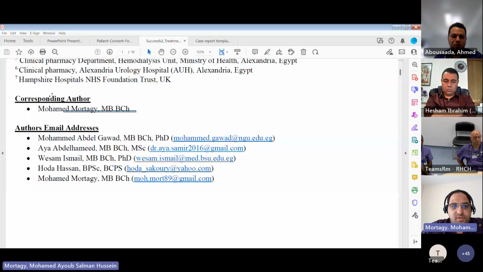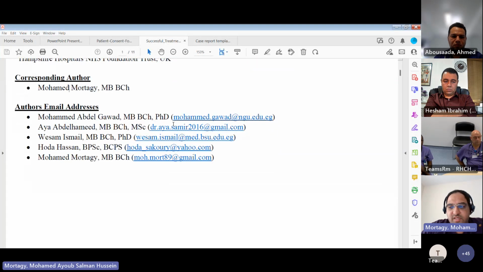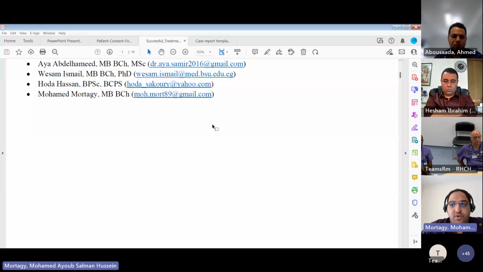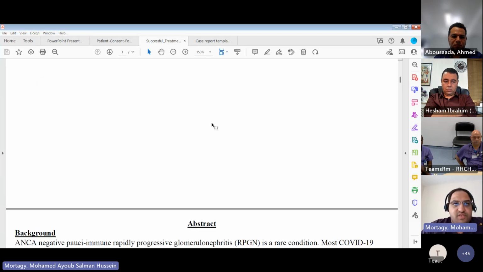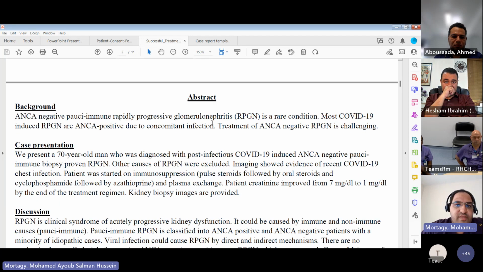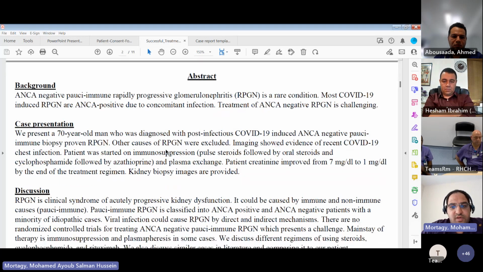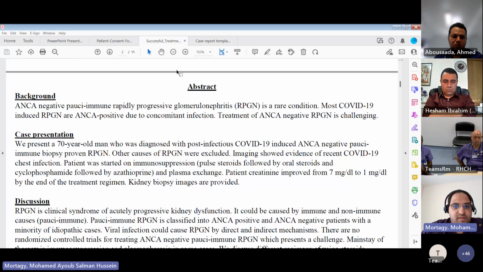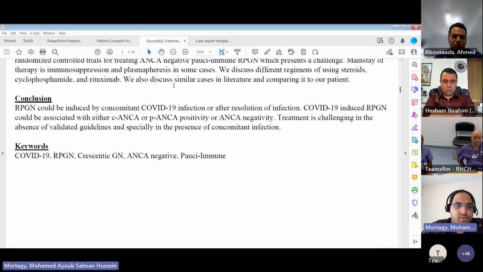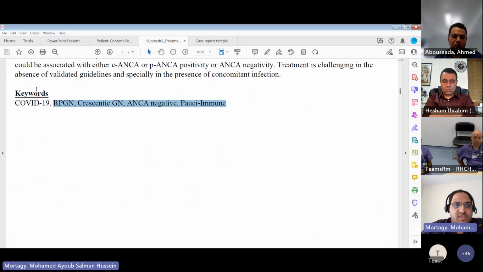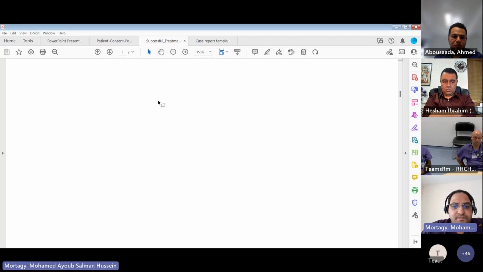You have to choose the corresponding author, and then the authors' email addresses or their ORCID ID, which is like a researcher ID. You can Google that. And then you have a summary or abstract of your paper, just 300 to 500 words, not more than that. Then keywords for indexing the article.